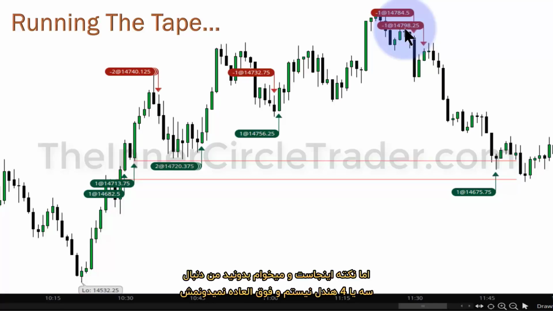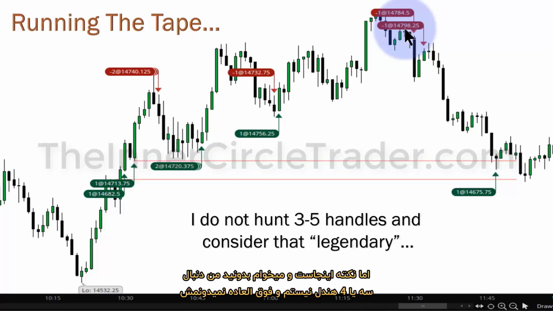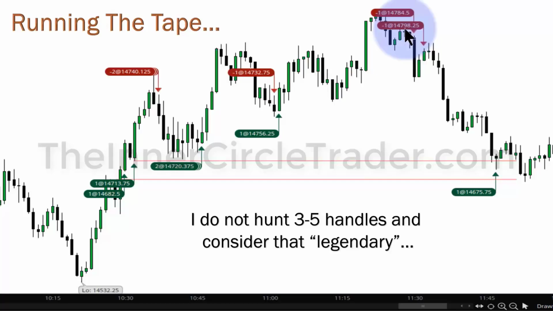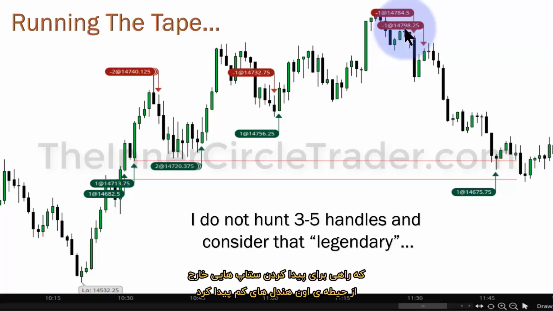But the main takeaway here is I want you to understand that I don't hunt for 3 to 5 handles and consider that legendary, okay? Now, can you be profitable if you take high frequency trades and do those types of trades? Absolutely, that's what algos do. Algorithms do that. But I'm trying to show you, by contrast, that there is a way that you can find setups that are outside that parameter of very small little handles and doing lots of contracts.